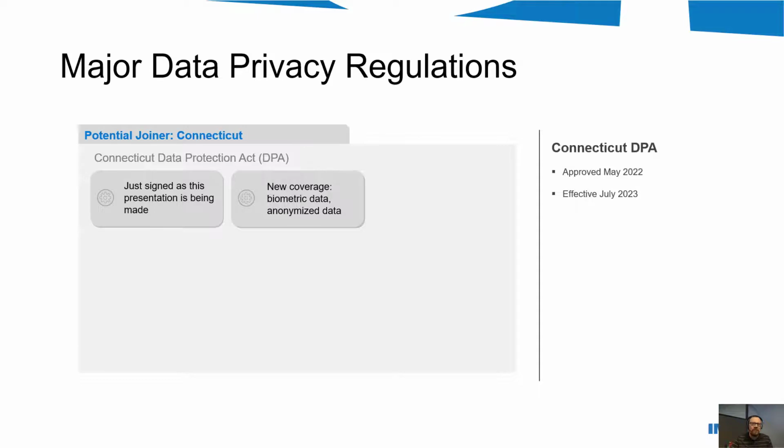And when I said there was a little bit of a hanger-on, as of this writing right now, there's a potential joiner, the Connecticut DPA, Data Protection Act. This is augmenting an existing law that they have, but it's explicitly adding cyber data types. The reason I'm calling this one out is because they're now including biometric data and anonymized data. Biometric, of course, being Face ID, fingerprint, that kind of thing.